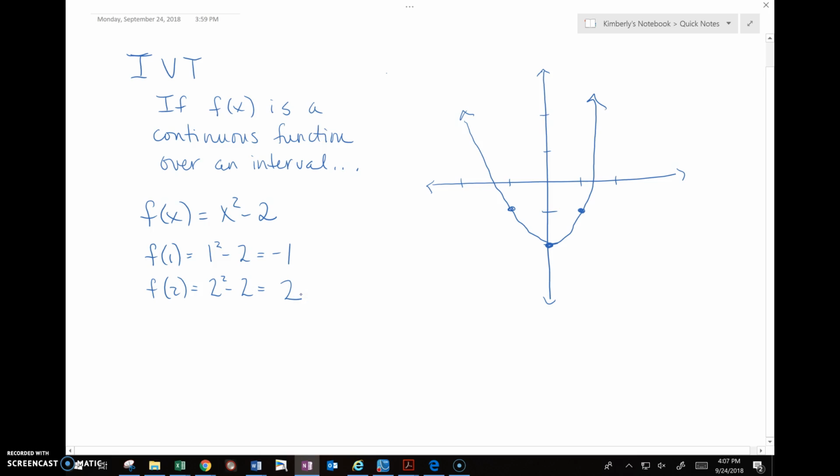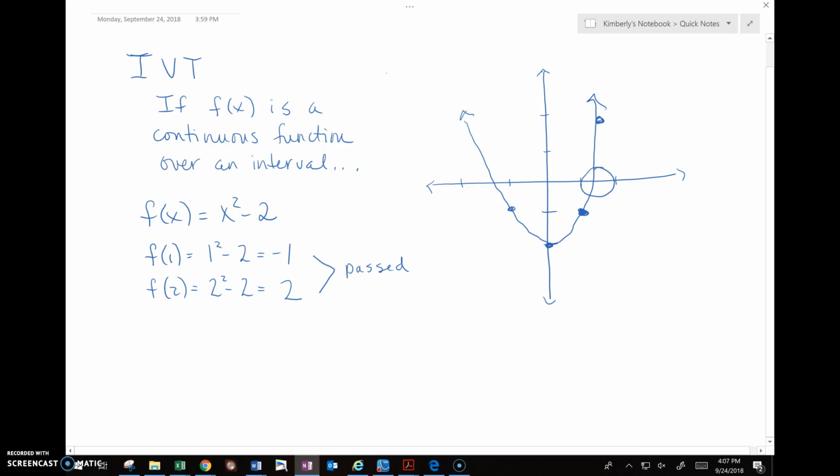So the intermediate value theorem says that if f of 1 is negative 1 and f of 2 is 2, you have passed 0. Meaning that somewhere between 1 and 2 there is a 0 because the y values change sign. In other words, look here, we're at 1, negative 1, and then we're at 2, 2. Well, you had to have passed 0. You can't go from negative to positive on a continuous function without passing 0.